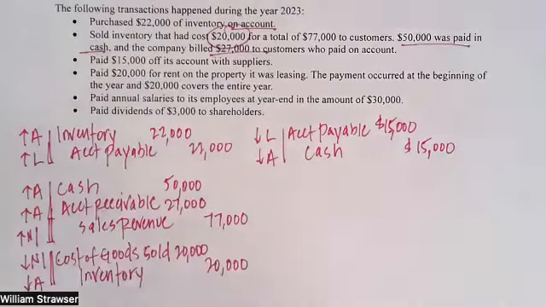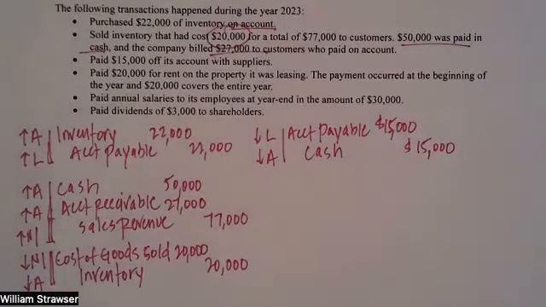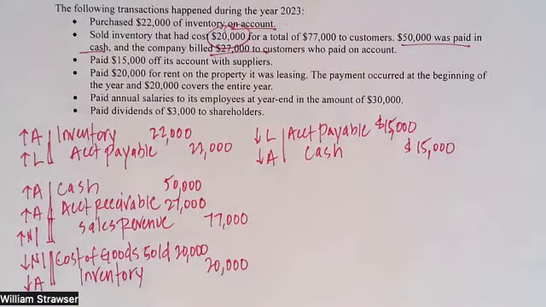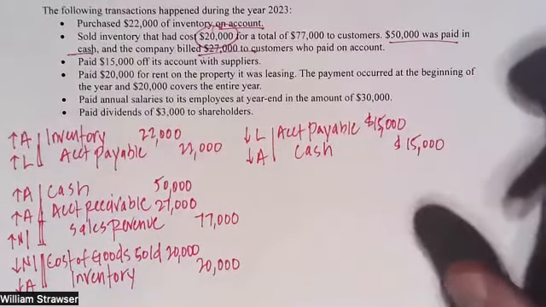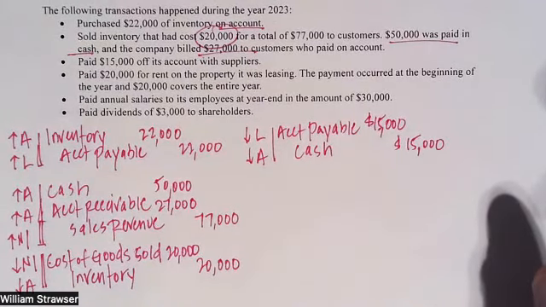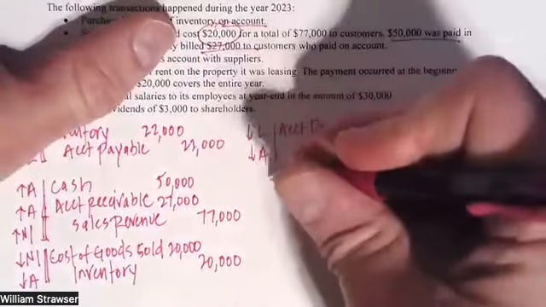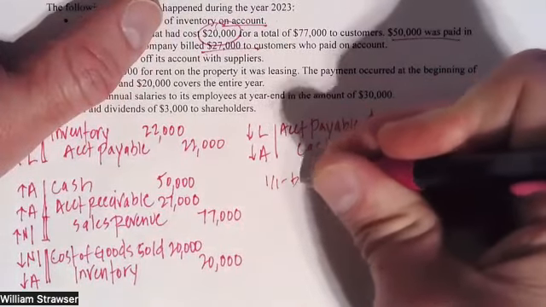Then the next one, I paid $20,000 for rent on the property I was leasing. It says that the payment occurred at the beginning of the year and that $20,000 covers the entire year. So this is actually going to be initially, and I will put a date on this at the beginning of the year, 1/1.